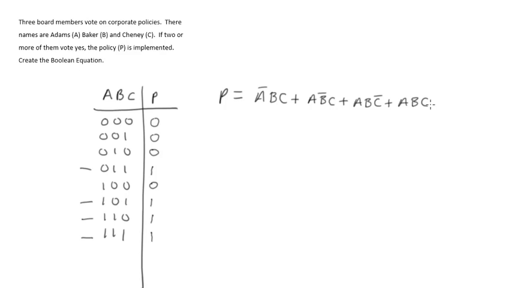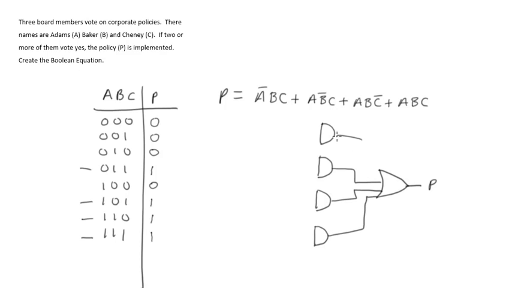Let's draw the logic circuit for that logic equation. We need four AND gates. And all the AND gates are going to be combined into one OR gate. The output is P. This AND gate has three inputs. This one has three inputs. This one has three inputs. And this one has three inputs.